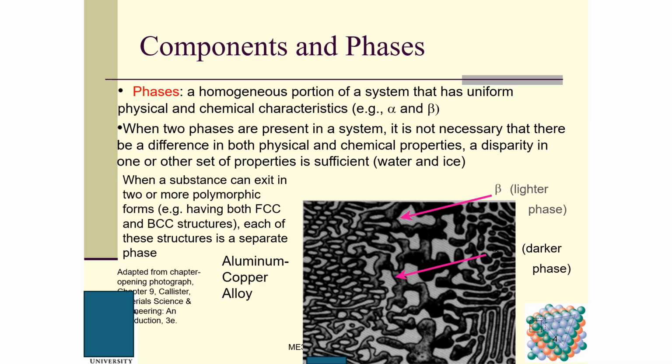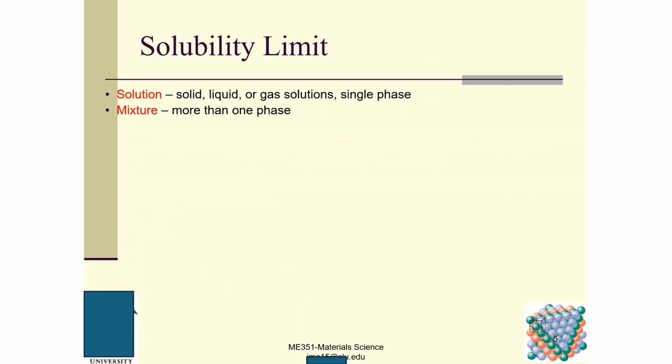It looks like the ground after heavy rain. After the heavy rain, we have some puddles here. So just like the water, this is the light phase. Here beta is the lighter phase, and darker is the alpha phase, and they are different. They have two different phases. Questions so far? No question? Then we move on to the next slide.